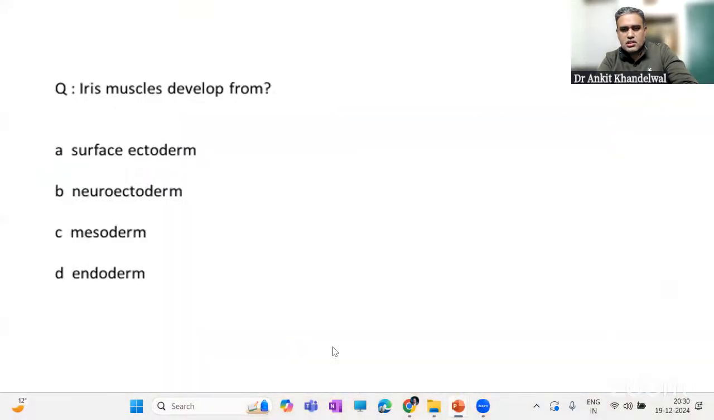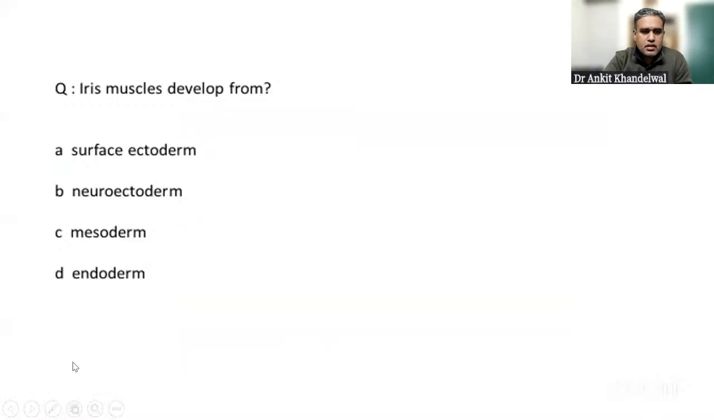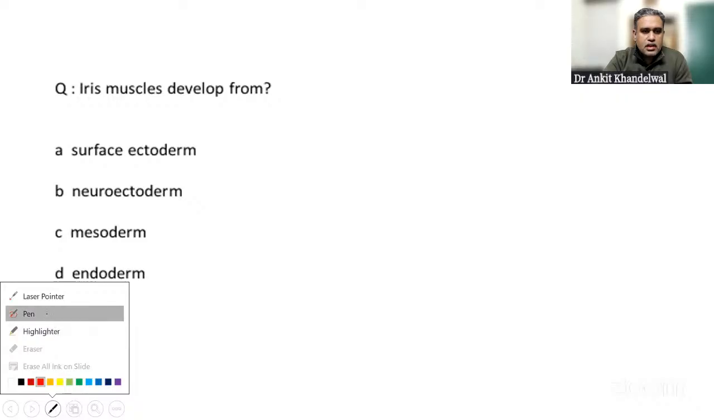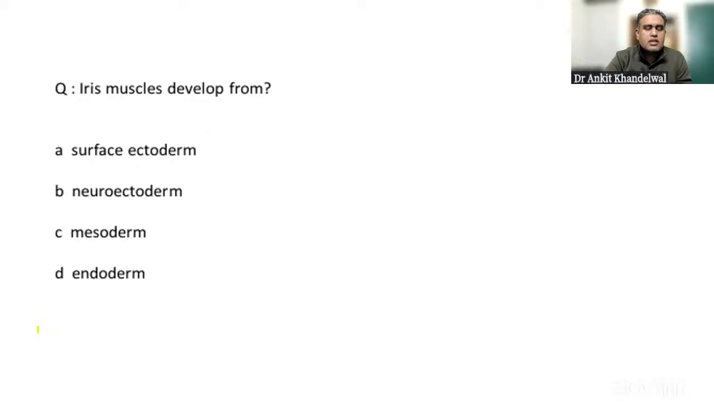Here's a question: iris muscles are derived from? And we have a few options over here: surface ectoderm, neuroectoderm, mesoderm, and endoderm. Now looking at the question, muscles. Yes, sir, muscles. You said, sir, it is mesoderm. Mesoderm, option C. But this is one of the exceptions.